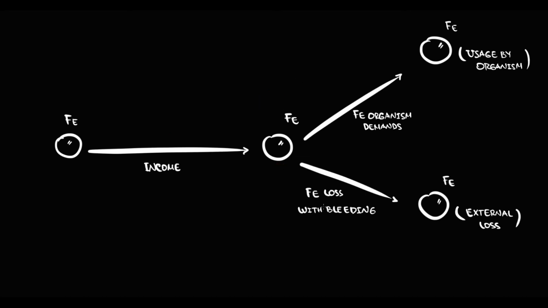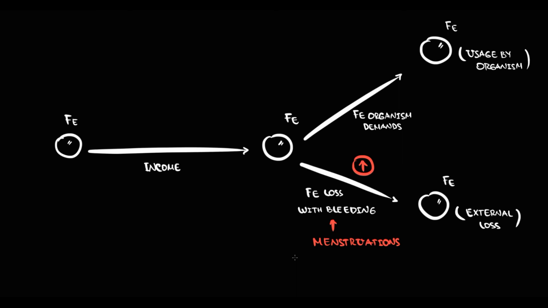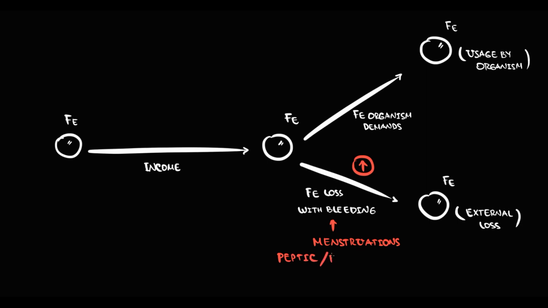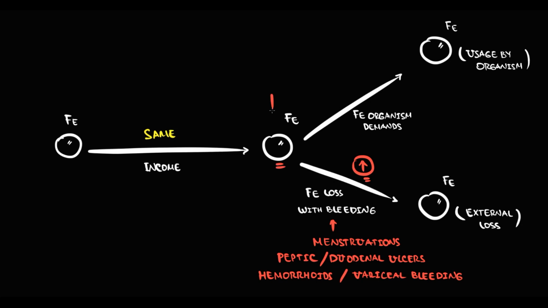And the last group of factors are conditions that increase iron loss. First of all, it's chronic blood loss with menstruations. Basically, it's the reason why females have lower level of hemoglobin than males. And obviously, the more severe the menstruations, the greater the loss of iron. Also, chronic blood loss can be caused by peptic ulcers, duodenal ulcers, hemorrhoids, and variceal bleeding. The concept here is that chronic blood loss increases the loss of iron. Increase in loss of iron with the same iron income will cause iron deficiency.